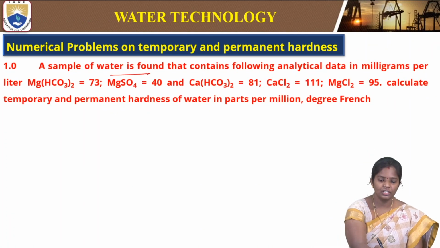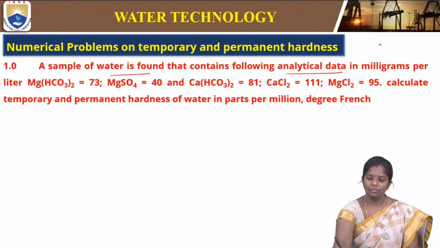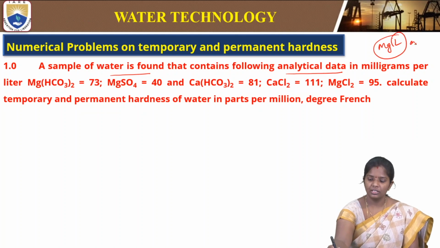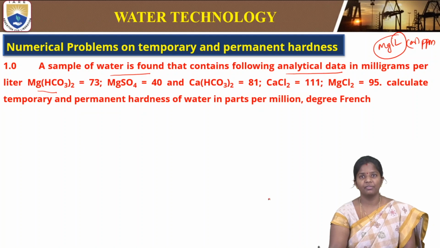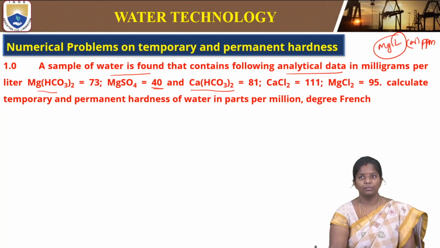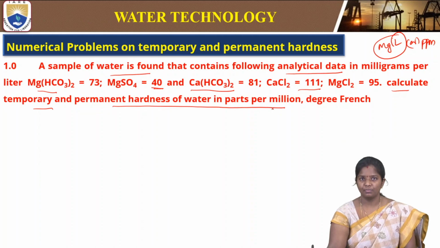A sample of water is found to contain the following analytical data in milligram per liter, which is equal to ppm. All the values given are in ppm. Magnesium bicarbonate is 73 ppm, magnesium sulfate 40, calcium bicarbonate 81 ppm, calcium chloride 111, and magnesium chloride is 95 ppm. Now what we have to do is calculate the temporary and permanent hardness of water in ppm, or parts per million.